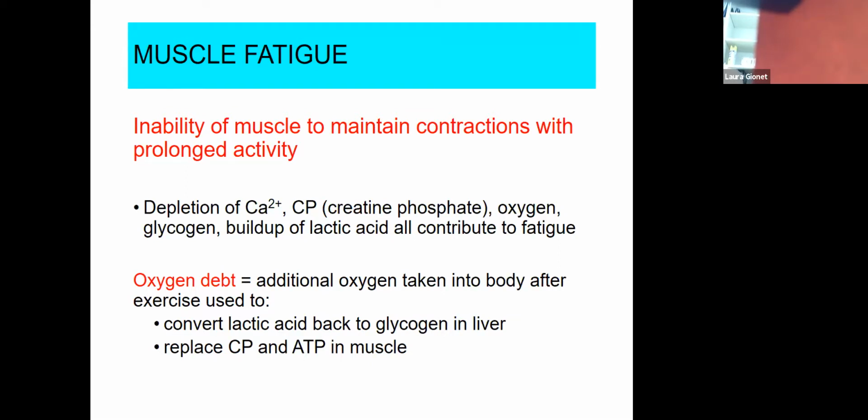Oxygen debt is the additional oxygen taken in by the body after exercise. It doesn't have to be discontinued exercise. You just have to back off and maybe slow down quite a bit. It helps convert lactic acid back to glycogen in the liver, and helps replace creatine, phosphate, and ATP in muscle. If you've ever noticed, for people who are pretty athletic, especially those who do aerobic exercise, where maybe you're running, biking, swimming, and you get out and you're sprinting, doing something, and the lactic acid really starts to build up.